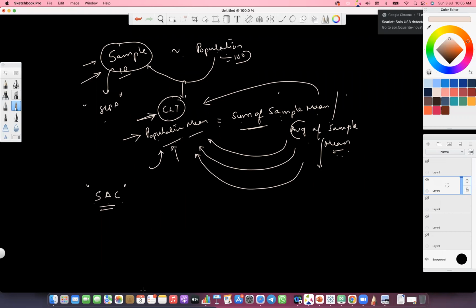Clear, Kaushik? Yes, sample and population are the same in lines of features or properties, but they vary in sizes, right, Kushal? That's right.